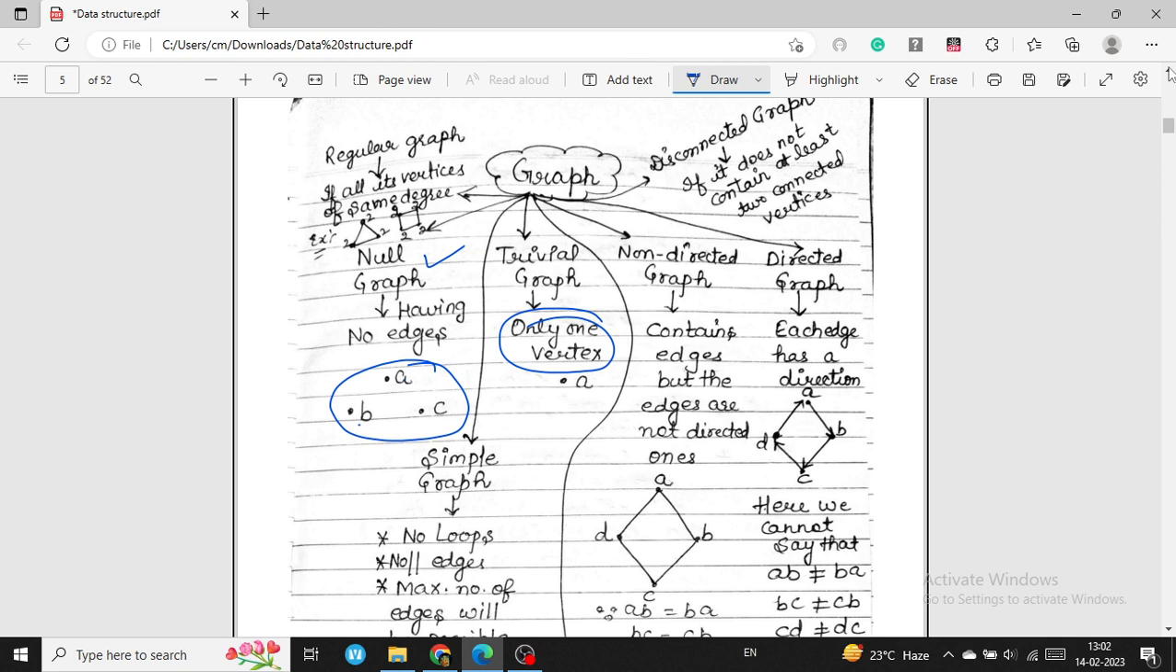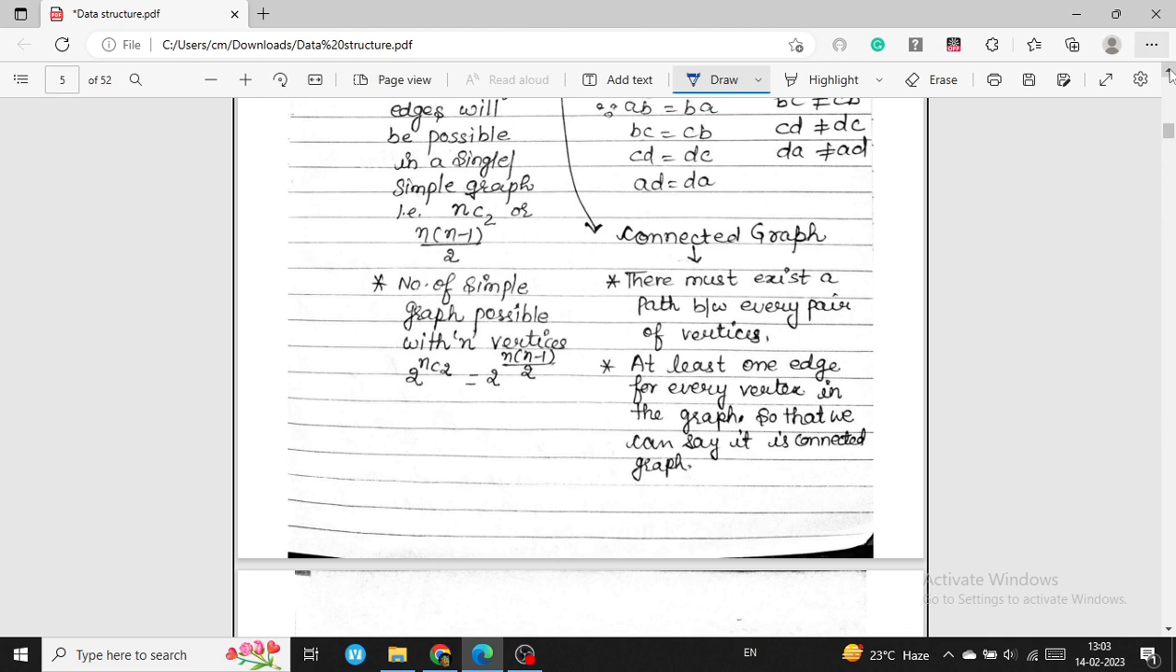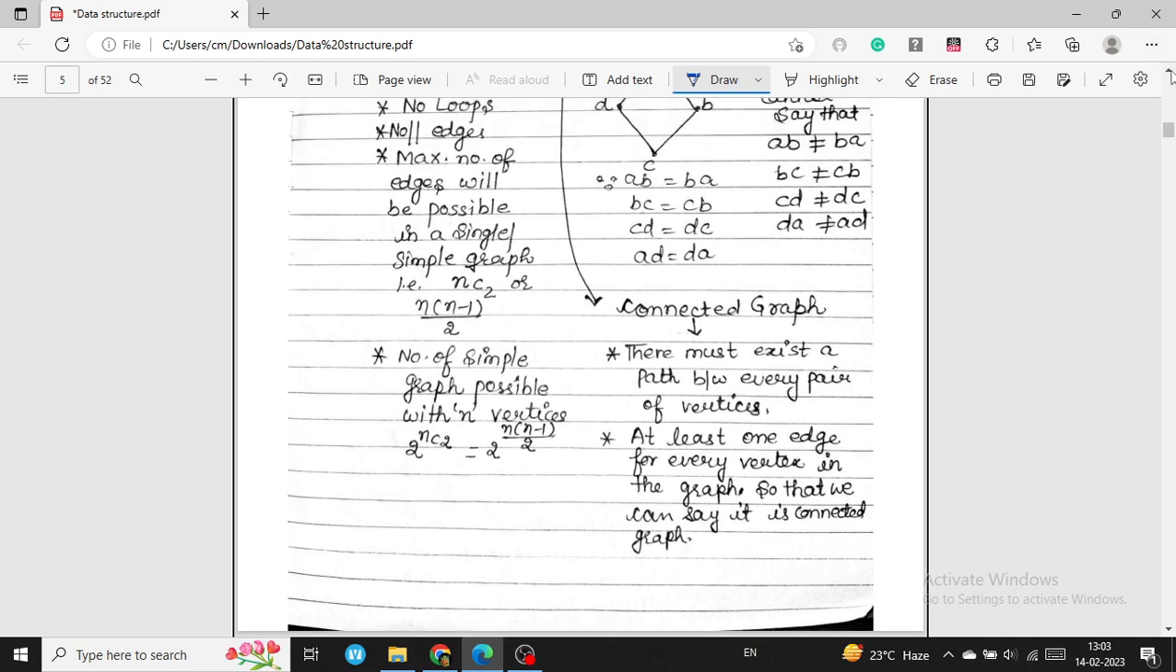And a directed graph means each edge has a direction. For example, here I have given A to B. I have given direction A to go to B, and B to C, C to D, D to A. This is a direction given in a graph, that is a directed graph. And in a directed graph, AB is not equal to BA, BC is not equal to CB, CD is not equal to DC, DA is not equal to AD, because they go to this side, they cannot go to this side, because one direction is given.